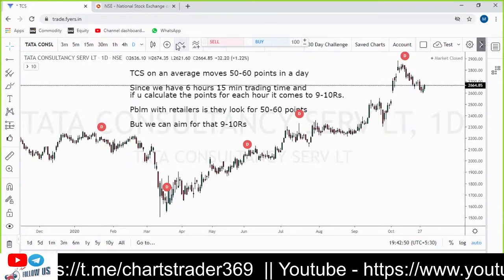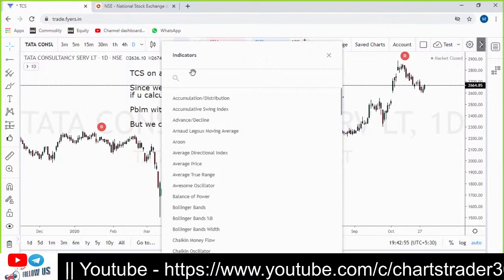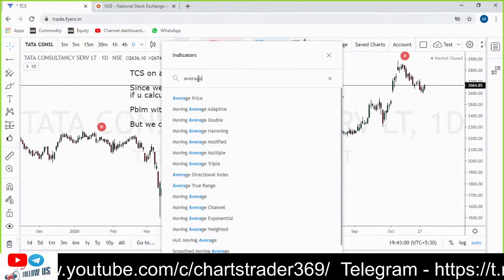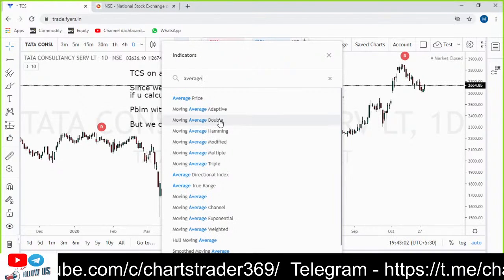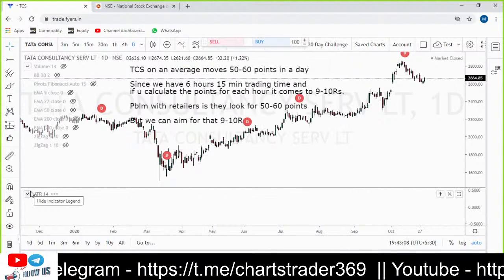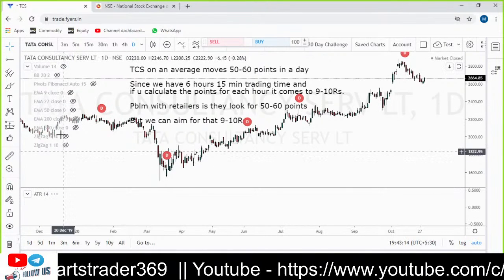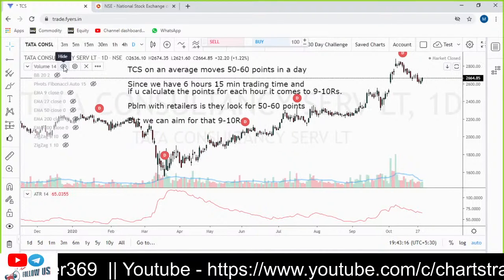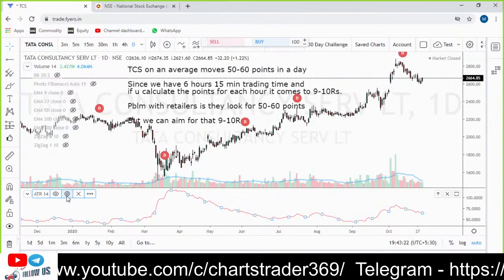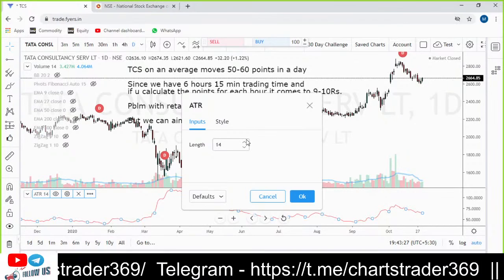Let me pull up this indicator, which I had already discussed in my last free session. You can check that video also. There is something called Average True Range. When you click on this, it will show you the indicator. By default the ATR of this indicator is 14 days. 14 days is nothing but the last 14 candles.